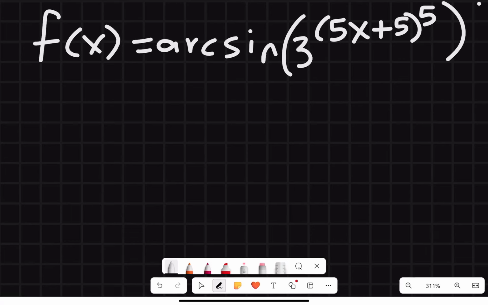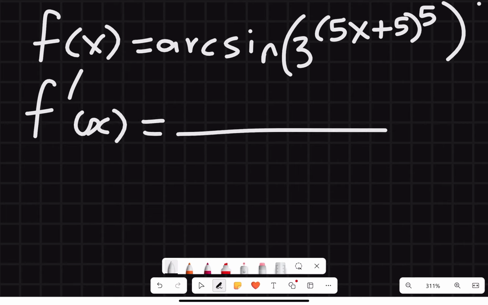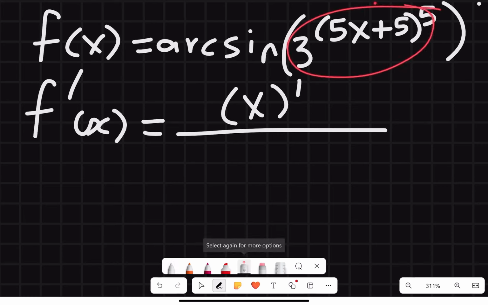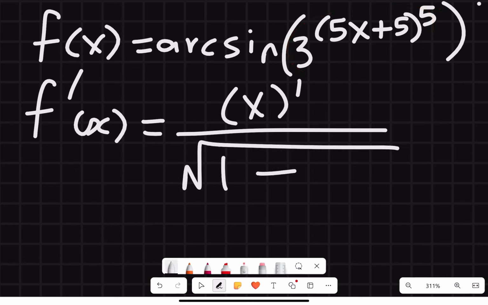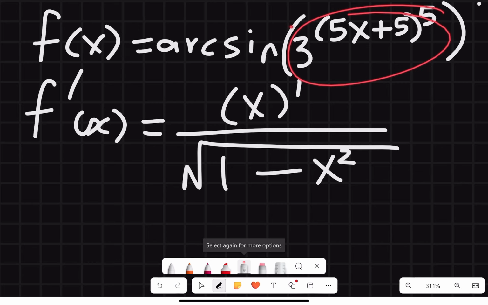In this video, we are asked to determine the derivative of arcsine of this, right? Perfect. So guys, to derive the arcsine, we always need to use the formula for the derivative of arcsine. I'm going to write it down here at the bottom, which is f prime x equals the derivative of x, in this case our x is this guy here, and then all over square root of 1 minus x squared, which is this guy again. This is your x in this case.